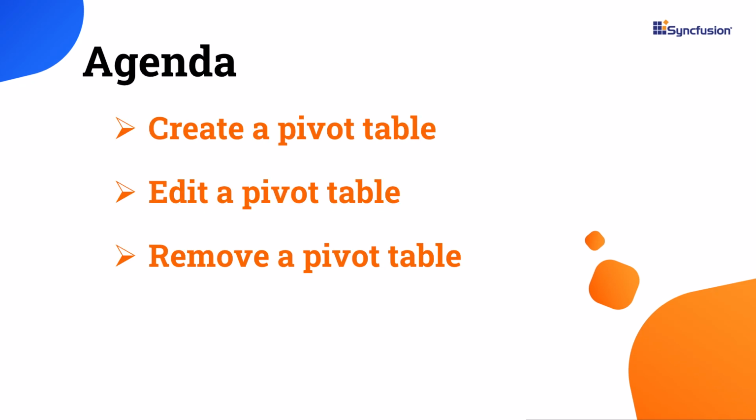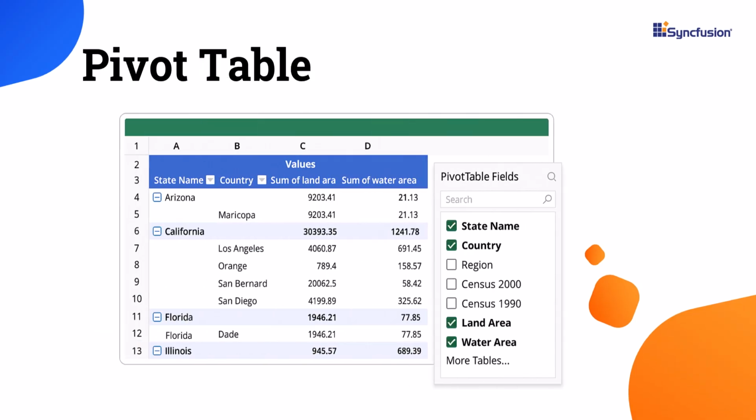In this video, I'll show you how to work with a pivot table in an Excel document using the Syncfusion .NET Excel library. The pivot table is a feature in Excel that helps summarize and organize data. Instead of showing every single row like a normal table, it groups the data and calculates totals or averages, so you can quickly see patterns.